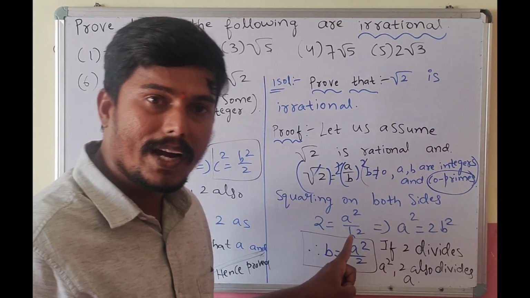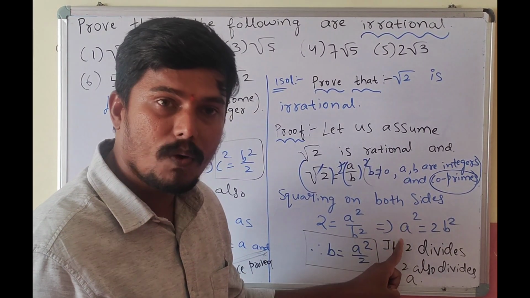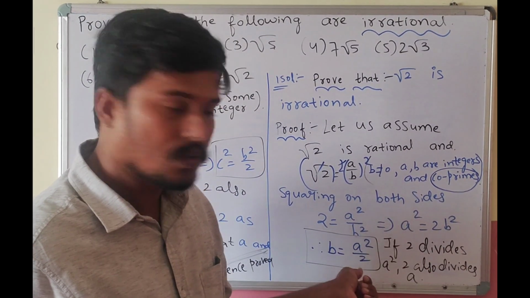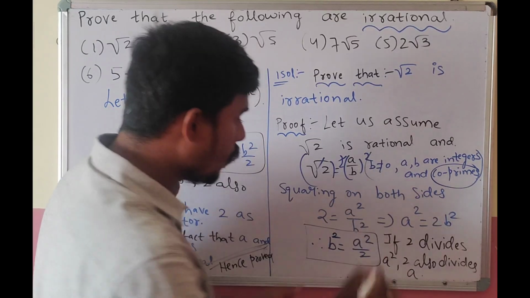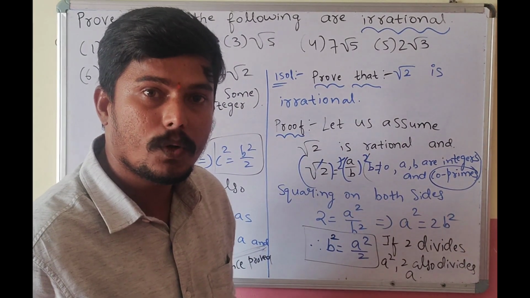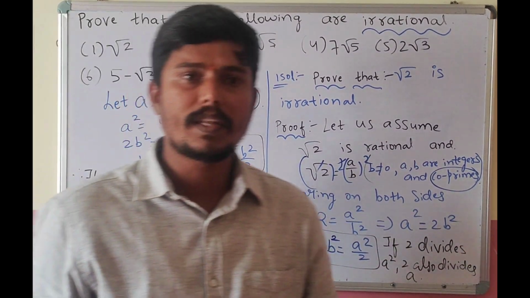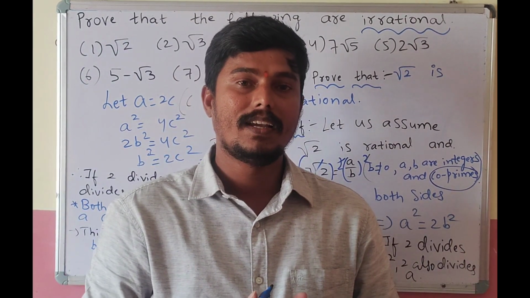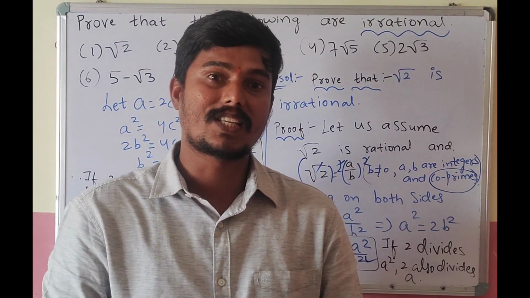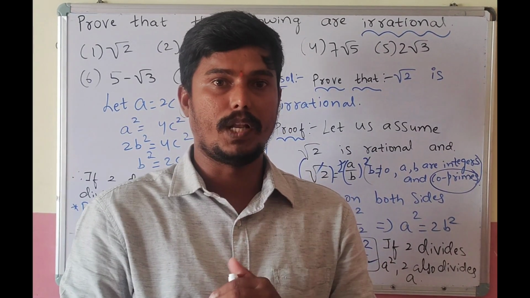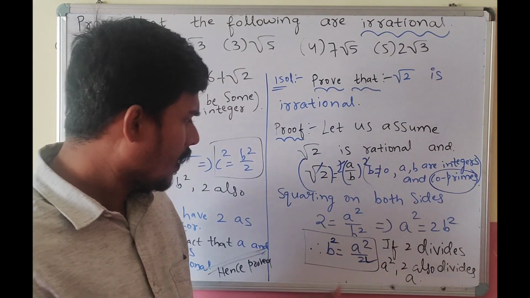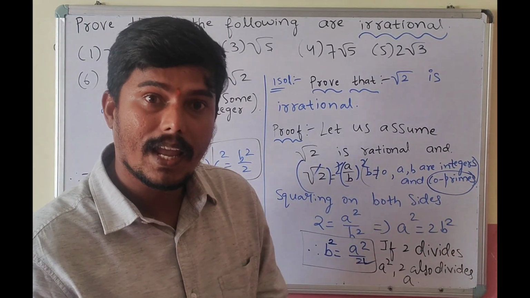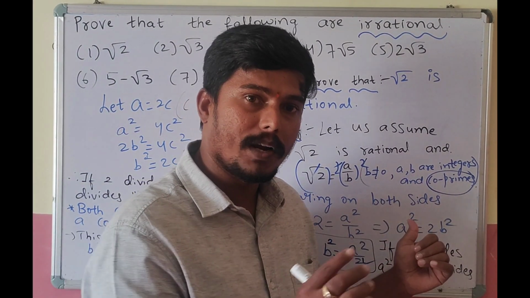From this, the equation for a square is 2b square. If you send 2 to the other side, it divides, so b square equals a square by 2. Now according to a theorem, if p is a prime and it divides a square, then it also divides a. This is our theorem 1.5. In the same way, this 2 is a prime, so if it divides a square, then it also divides a. Clear? This is point number 1 to be noted.